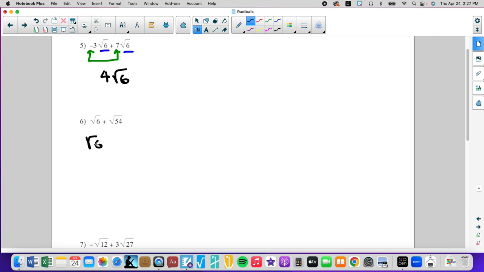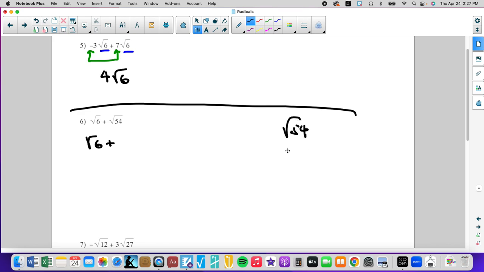So rad 6 cannot be simplified, but rad 54, and I told everybody to do this. What's going to work out best for you is if you just take that radical that you're going to simplify and do it off to the side. We're going to make this rad 9 rad 6, which makes 3 rad 6, and that is simplified. So it is rad 6 plus 3 rad 6.